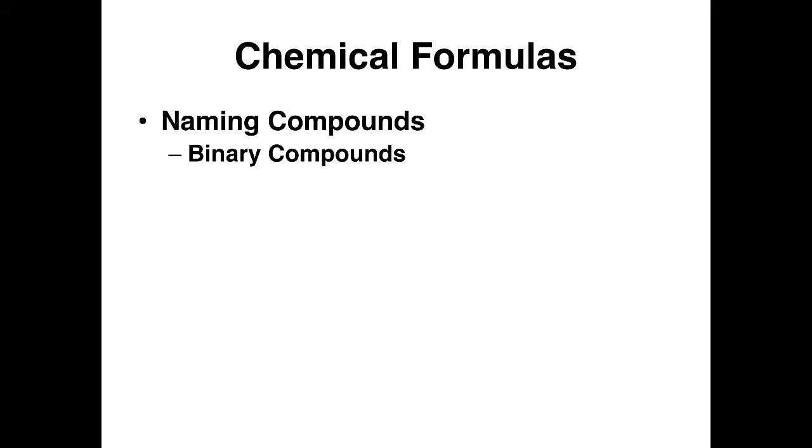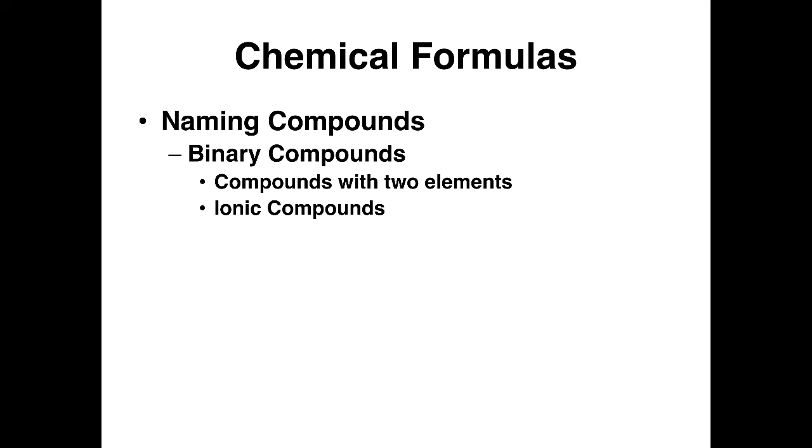You can write the formula, but can you name the compound if you're given the formula? So this is going in the opposite direction. Naming is fairly simple, but it can confuse people from time to time. The first group that you need to learn how to name are the binary compounds. And binary compounds are compounds that are made up of 2 atoms. They are almost always ionic compounds.